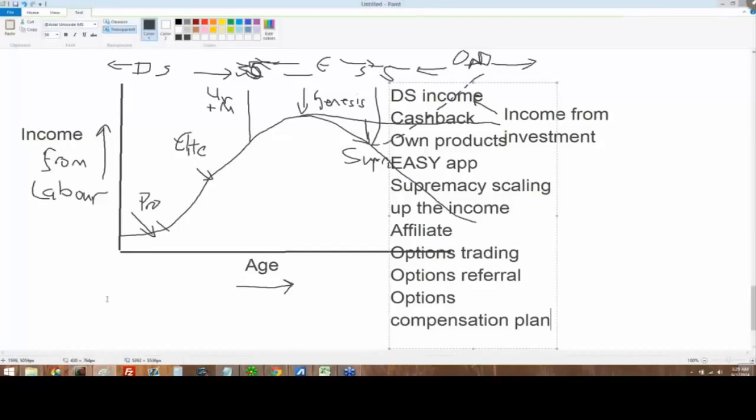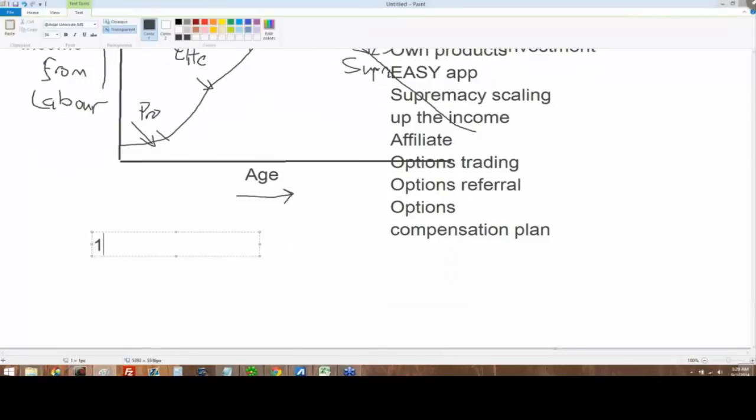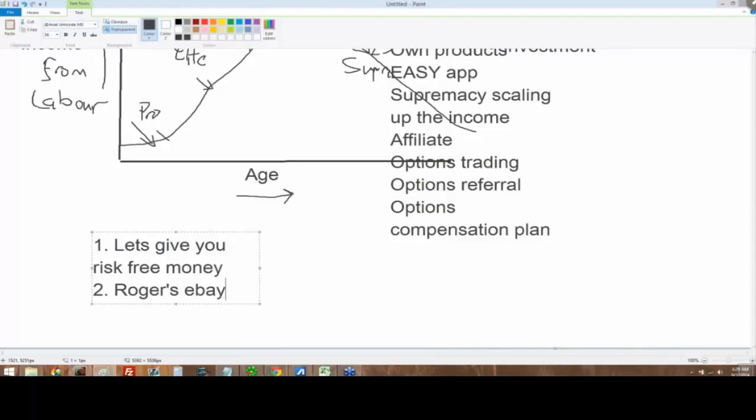So we tried to actually fix that by making a 3-step system. Step 1 was, let's give you risk-free money. Then step 2 was Roger's eBay training. At that time, we didn't have any of the software to go with it, so we did have some discrepancies, but it was great. Nobody else had anything as good as that anyway. So then we had Roger's eBay training.